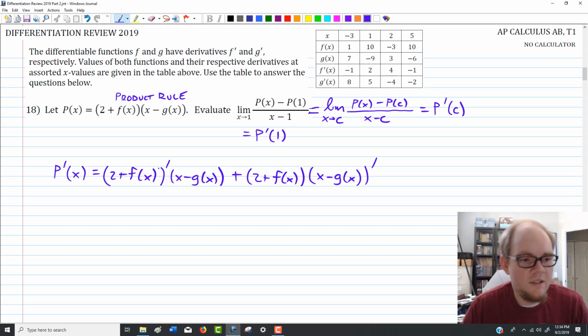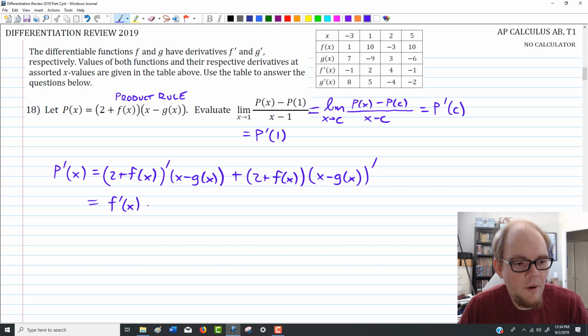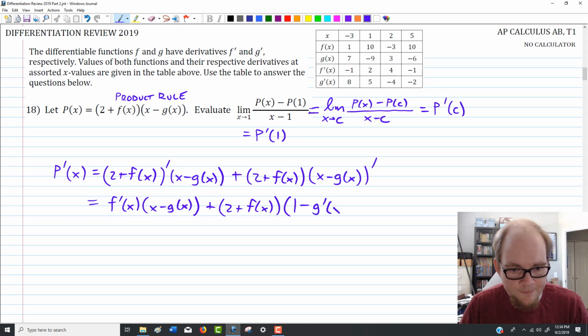There's our stuff. So we need to differentiate this guy. So as far as ingredients here, the derivative of the first function, or the first set up there, is going to be f prime of x times x minus g. Second one will be, let's see, 2 plus f of x times 1 minus g prime.